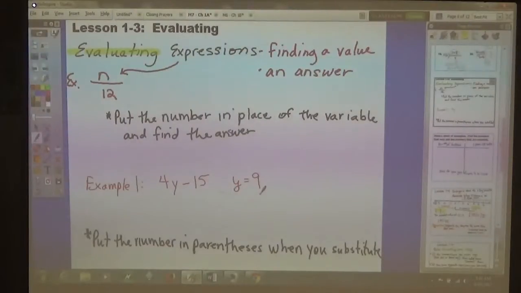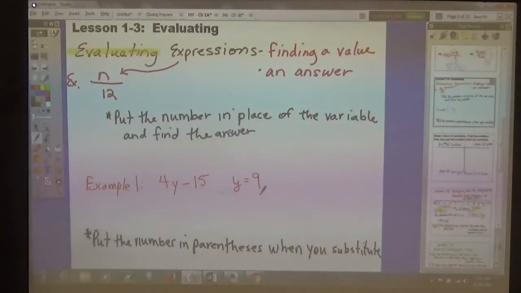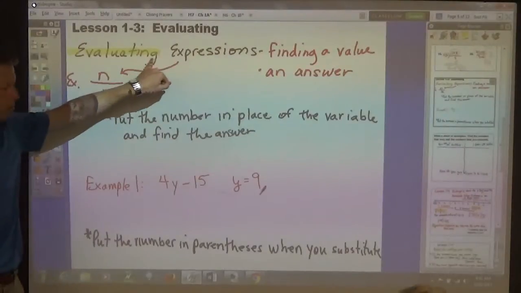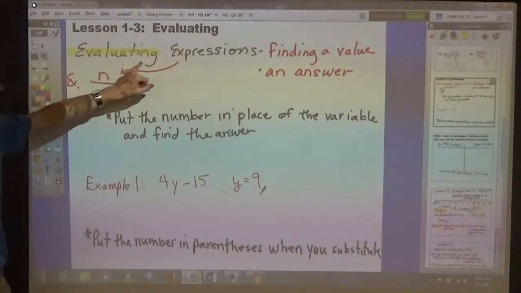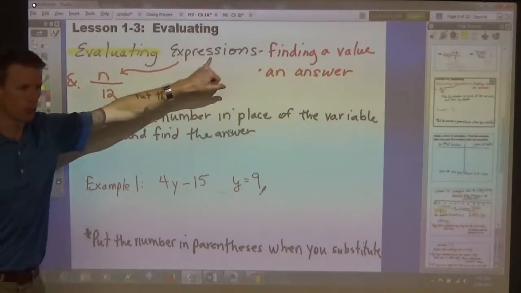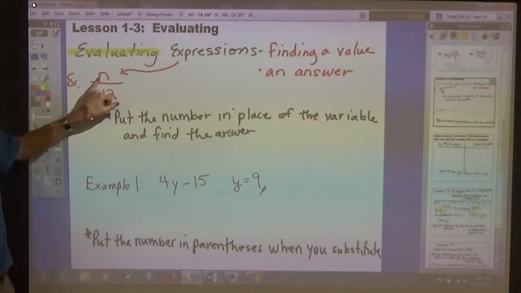Let's go through lesson 1.3. Lesson 1.3 is on evaluating expressions. Okay? And evaluating, this word evaluating means to find the value. So we're going to find the value of an expression when you're given what the value of the letter is, or what the value of the variable is.